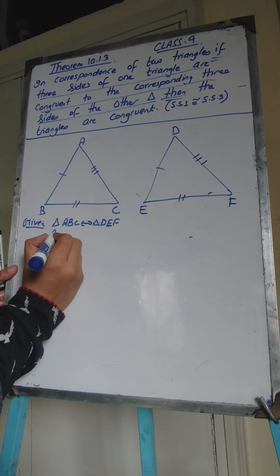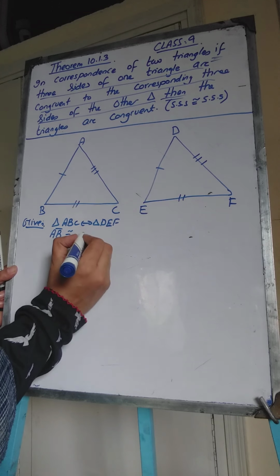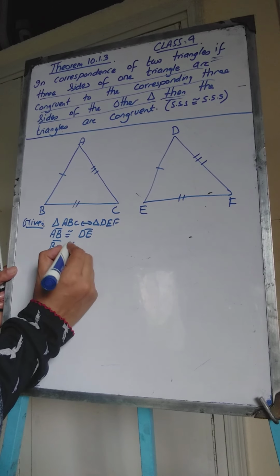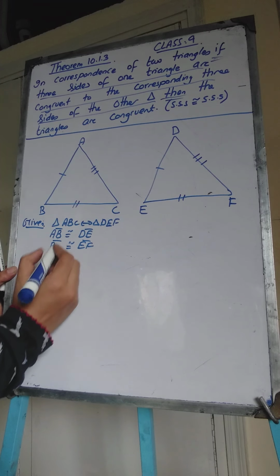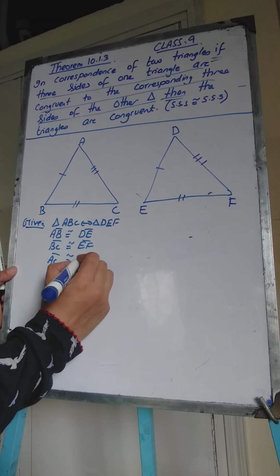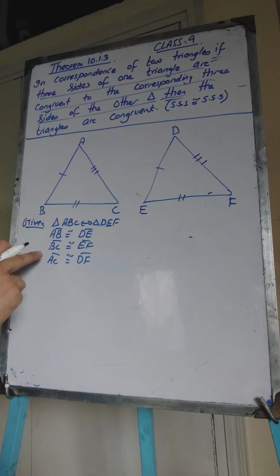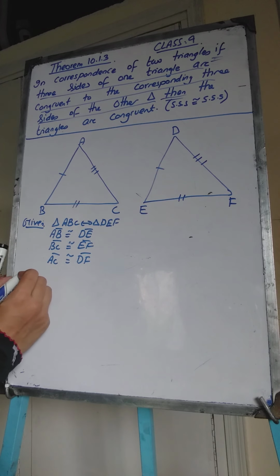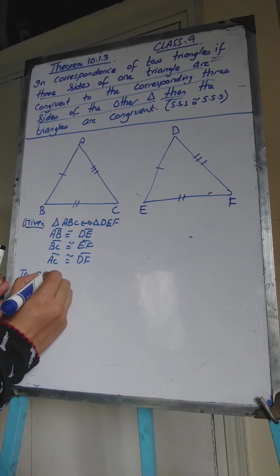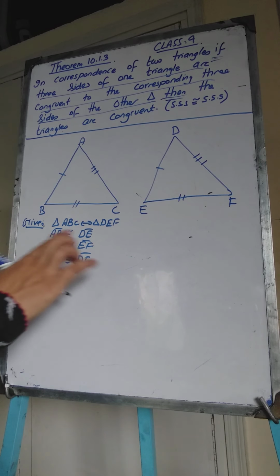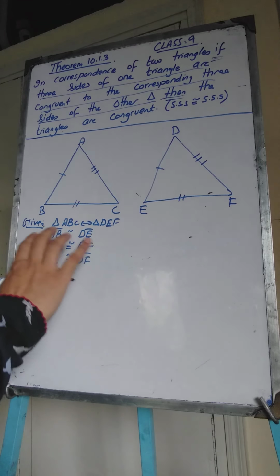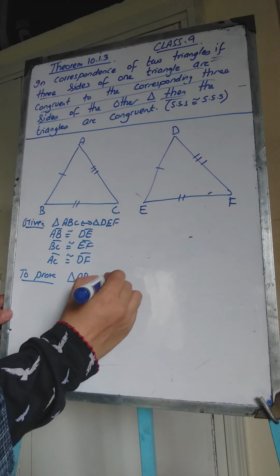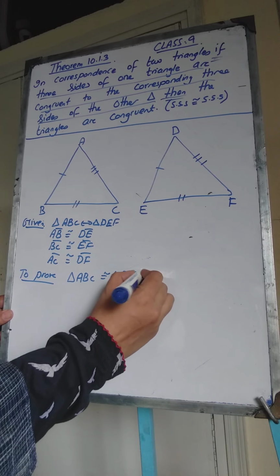So we are going to take AB congruent to DE, BC congruent to EF, and AC congruent to DF. So we have three sides of this triangle which are congruent to the three sides of this triangle. This is given to us, and we need to prove that if these three sides are congruent, then the triangles are also congruent to one another. Triangle ABC is congruent to triangle DEF. This is what we have to prove.